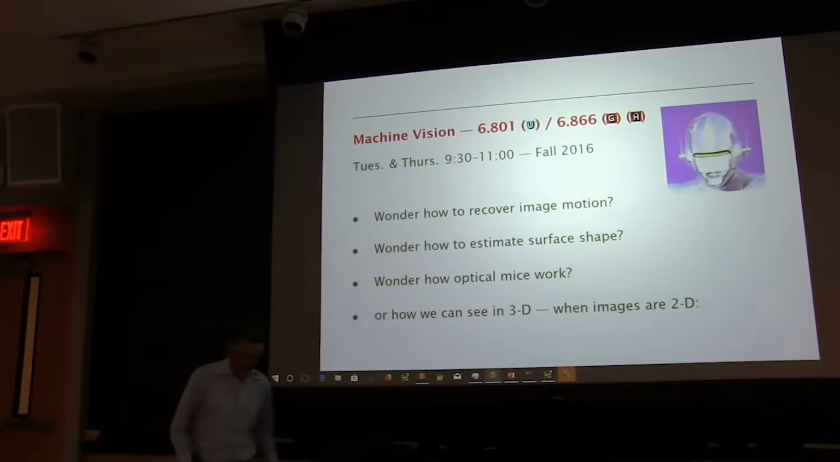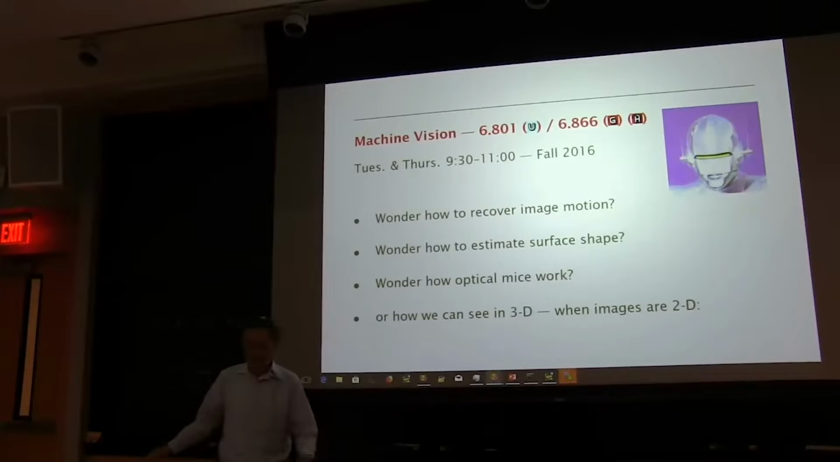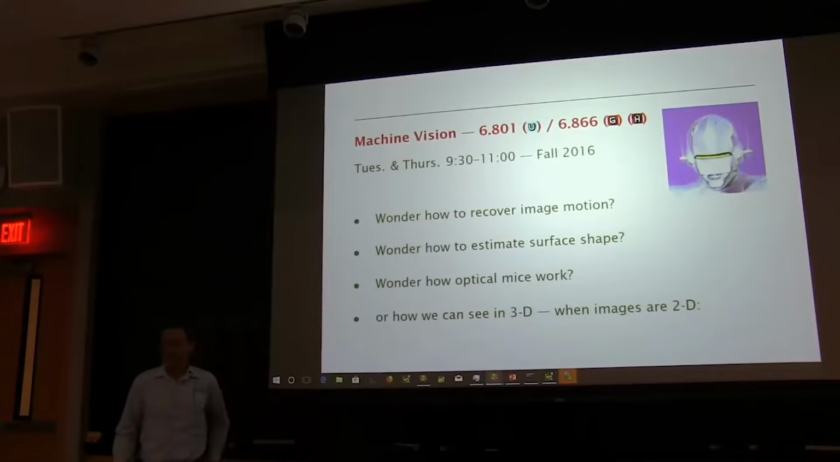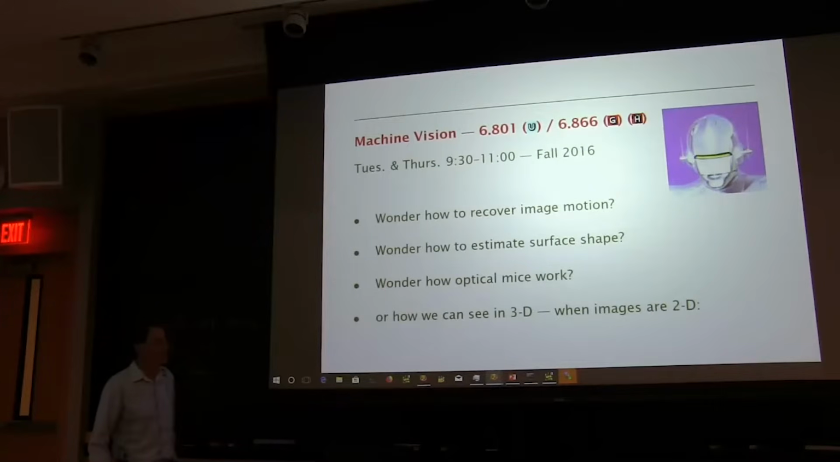Then there are really simple questions like, oh, forgot my optical mouse. How do optical mice work? Well, it's a motion vision problem. It's a very simple motion vision problem, but it's a good place to start talking about motion vision.